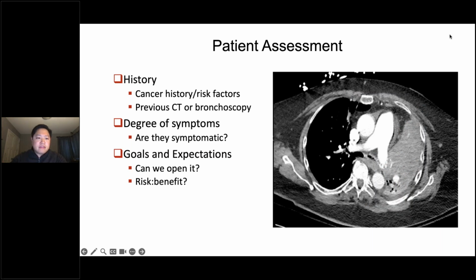When you assess a patient like this, it's really important to get the cancer history, risk factors, and whether they could be operative risk factors or prognostic factors. It's important to get a previous CT or bronchoscopy, especially if it's another hospital sending you this patient and they've been assessed by a pulmonologist.